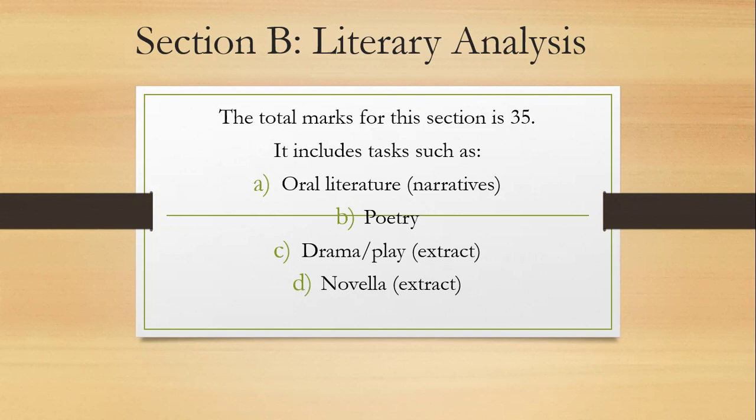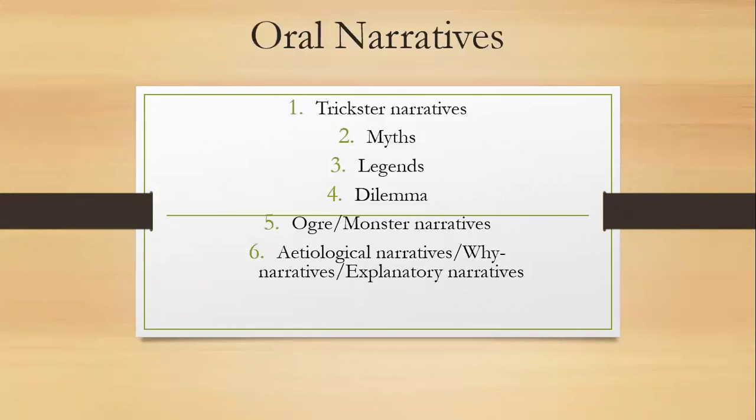Now, section B of paper 2 is called the literary analysis, and it has got a total of 35 marks, and it includes these tasks. We have oral literature, we also have poetry, we have drama, which is also called play, and a novella. So allow me to mention something about the narratives.